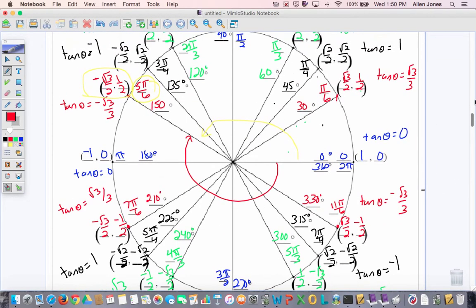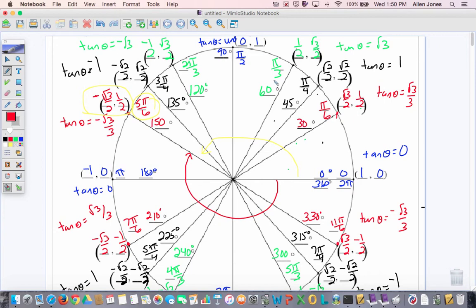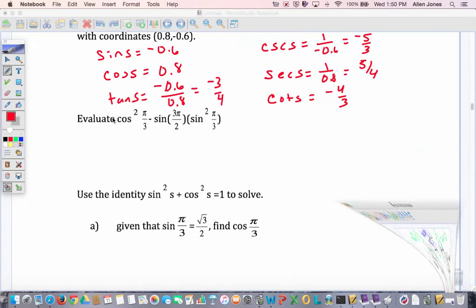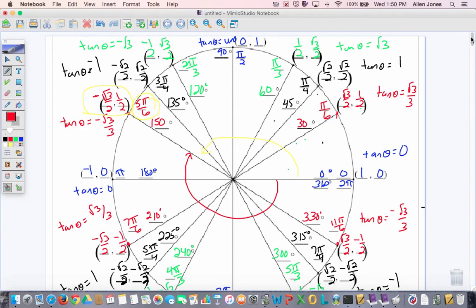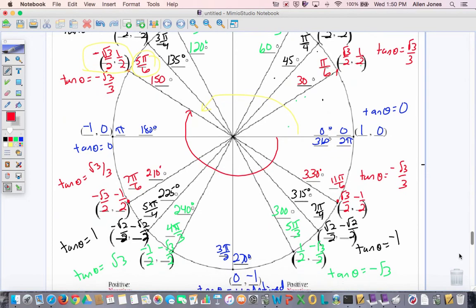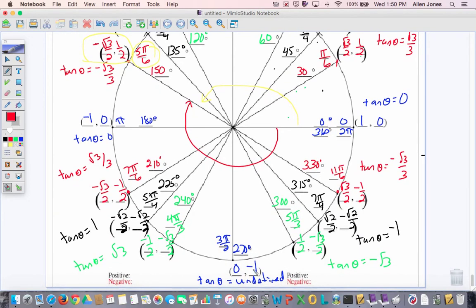For the next example, we're going back to our unit circle. Cosine of pi over 3. So I'm going to go to my unit circle here. Pi over 3 is right here. The cosine is the x value, so it's positive 1/2. I'll make that substitution, 1/2. Notice that cosine is being squared, so I squared that. Minus the sine of 3 pi over 2.